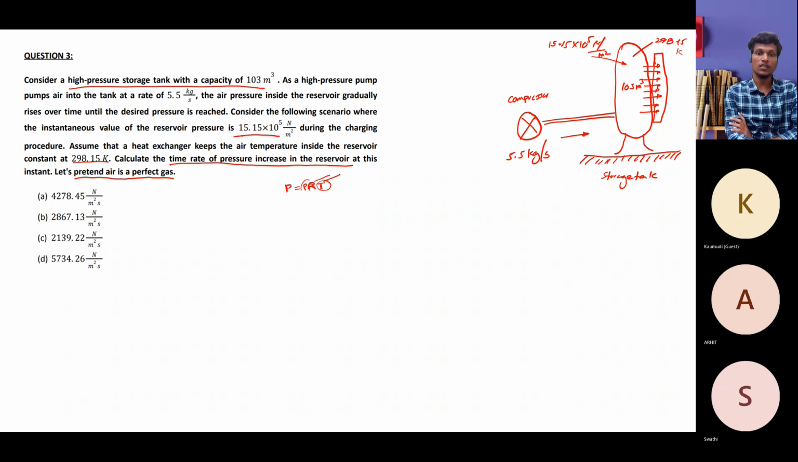The only thing that is varying is the mass inside this entire volume, and the volume you are keeping constant. Whatever mass you are pumping into this pressure vessel is always increasing, but its volume is the same. So your density is varying with time, and if density is varying with time, the pressure is also varying with time. So we will get the rate of change of pressure at that particular instant.